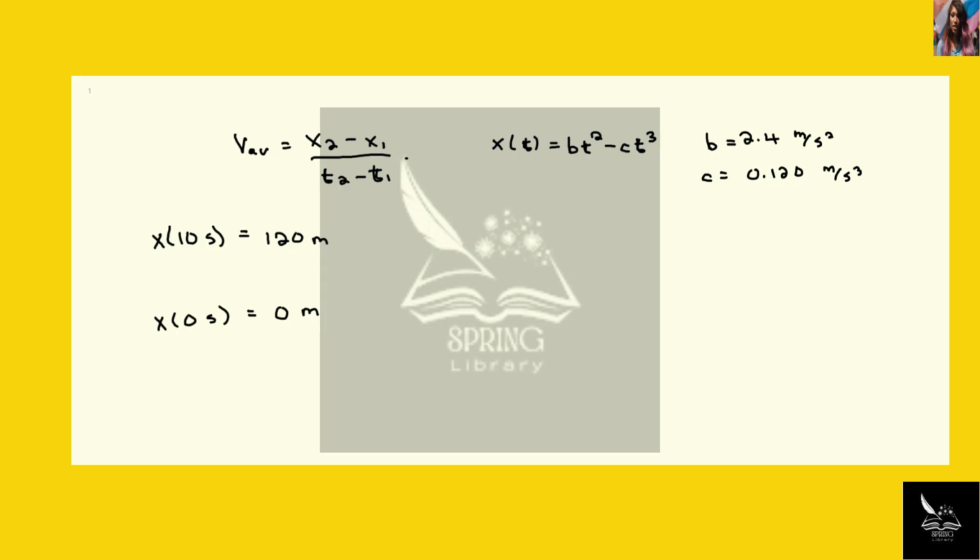Now that we have these two values, we can use the average velocity formula here. And we get 120 meters divided by t2 minus t1, which is 10 seconds. And so the average velocity is 12 meters per second.